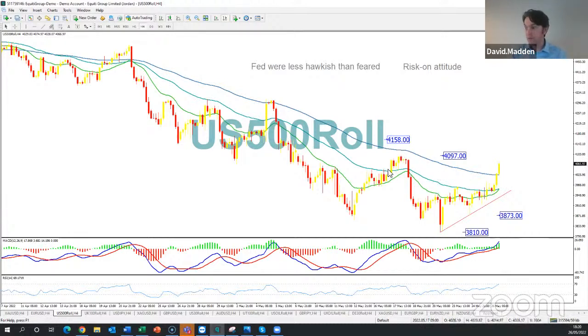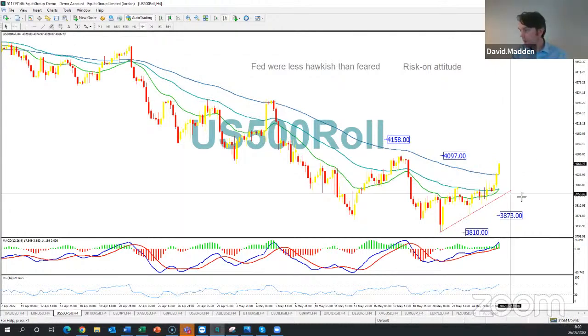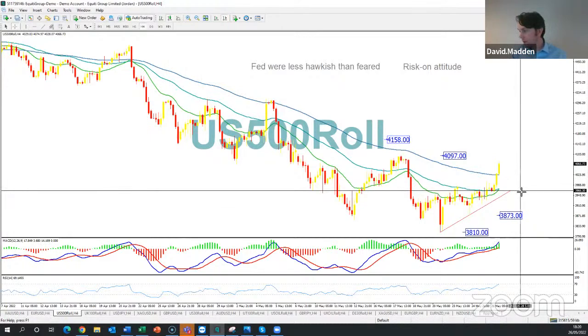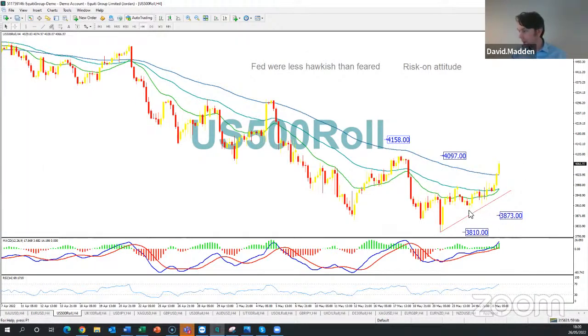Perhaps it isn't. Perhaps it fails to reclaim 41.00 and then turns lower. If that is the case, and we do move lower from here, I've been looking towards this trend line as a potential area of support. That comes into play at around 39.66. If you have a very large break below that, I've been looking toward this point in the trend line at 38.73, and a break below that could see us down towards 38.10.